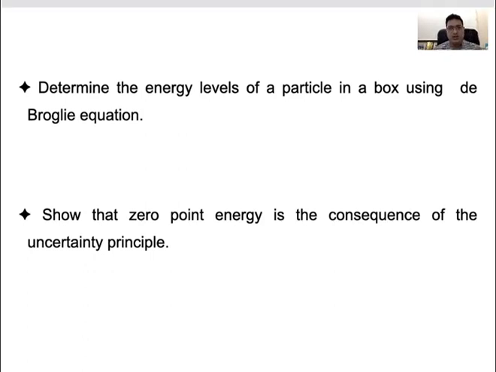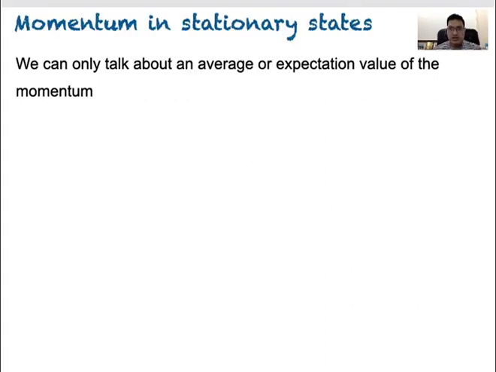The other question that you have to answer is: show that the zero point energy, that is E1, is a consequence of the uncertainty principle. So these are the two questions that you have to answer. Now let's talk about momentum for phi n of x.